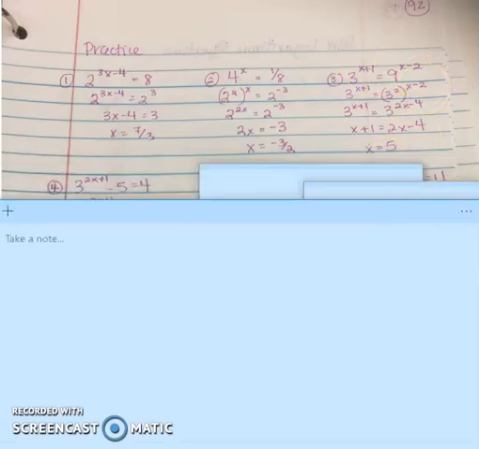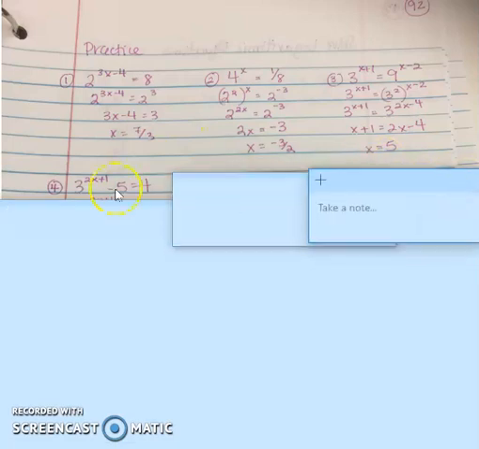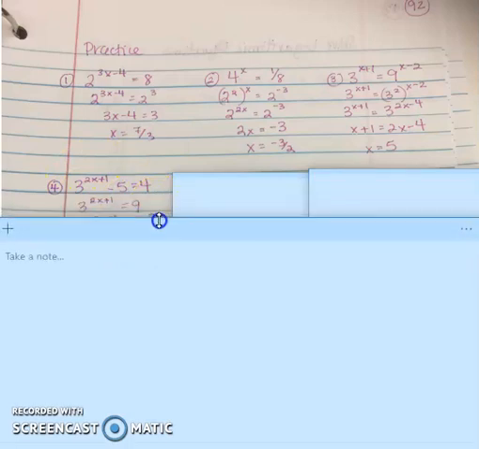For example 4 now, we have 3 to the 2x plus 1 minus 5 equals 4. As of right now, we need to isolate this exponential first, so we'll add 5 to both sides. That gives me 3 to the 2x plus 1 equals 9. At this point, if you want to pause the video and try the rest of this example on your own, you definitely can do so.